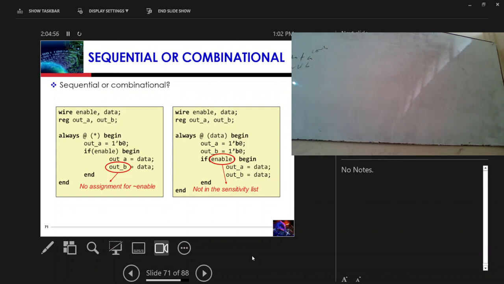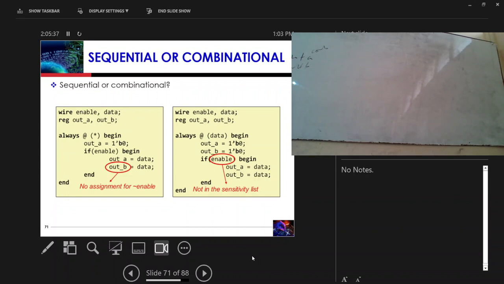But what if enable is 0? Here, if enable is 0, out B will maintain its value, and out A will get a 0 because out A has already been assigned before it even got to the if level. That doesn't mean that out A in the given statement is not really affected by the new statement. It is, when enable is 1.